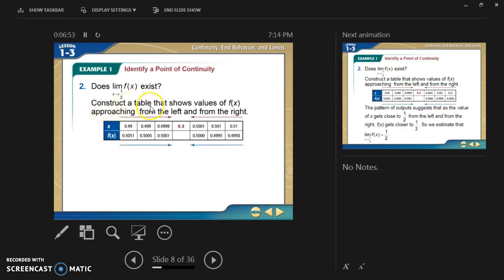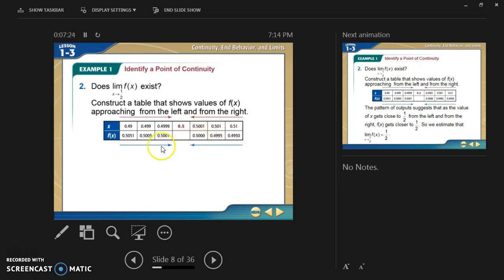So you're going to construct a table that shows your x and f of x values, so your x and y. As x gets closer and closer to 0.5, so we say 0.49, and then 0.499, and then 0.4999. And what's happening? You can put these values into your calculator and get your f of x. Now approach from the right, so 0.51, 0.501, 0.5001.